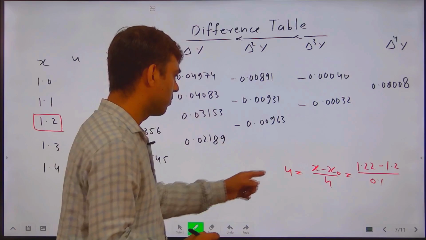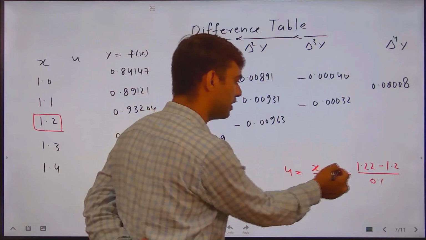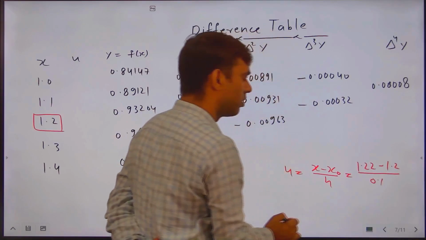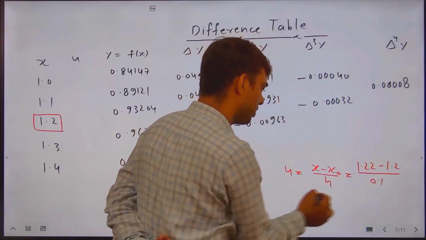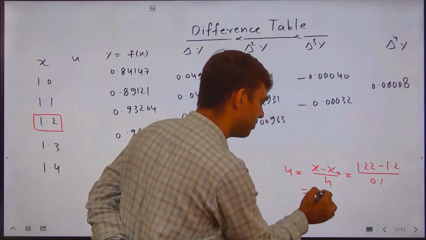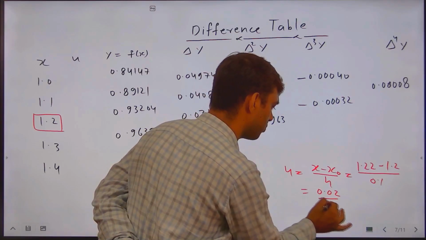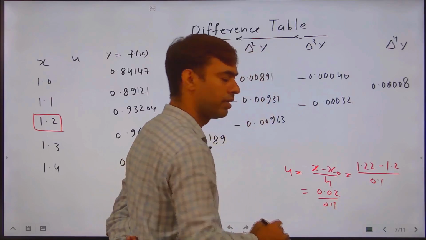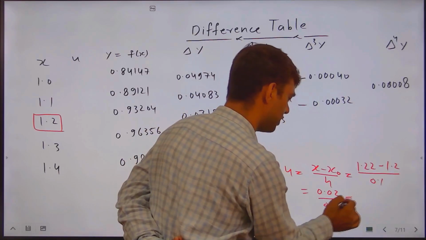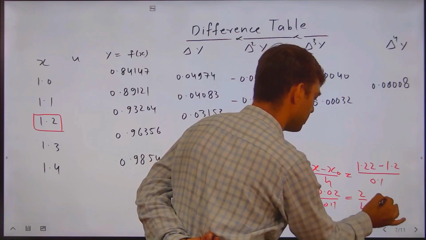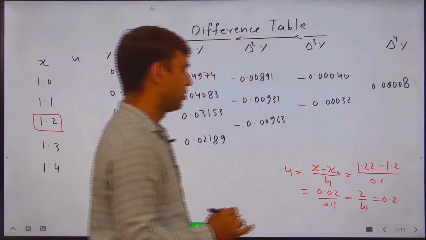Here, what is the value for u? U is x minus x0 upon h, 1.2 minus 1.2, what is the value? The value becomes 0.02 upon 0.1. What is the meaning of this? This means this is 2 by 10, this is the value 0.2. So what is the value for u?